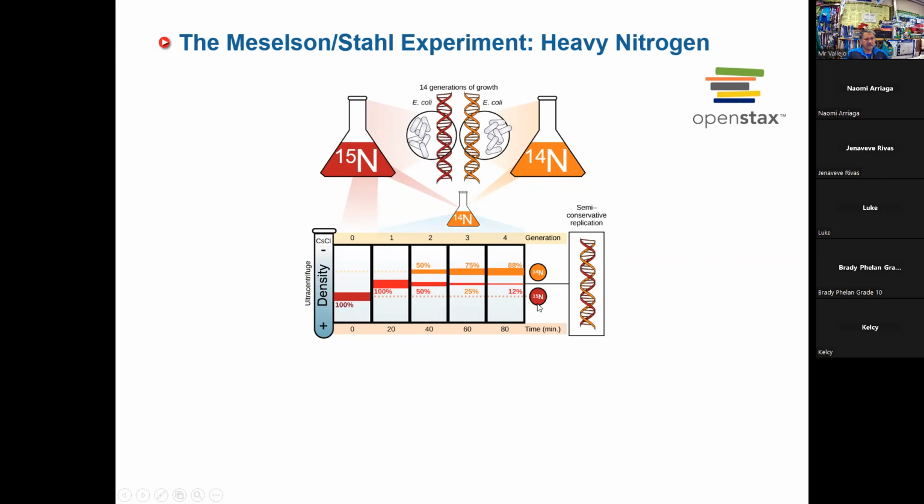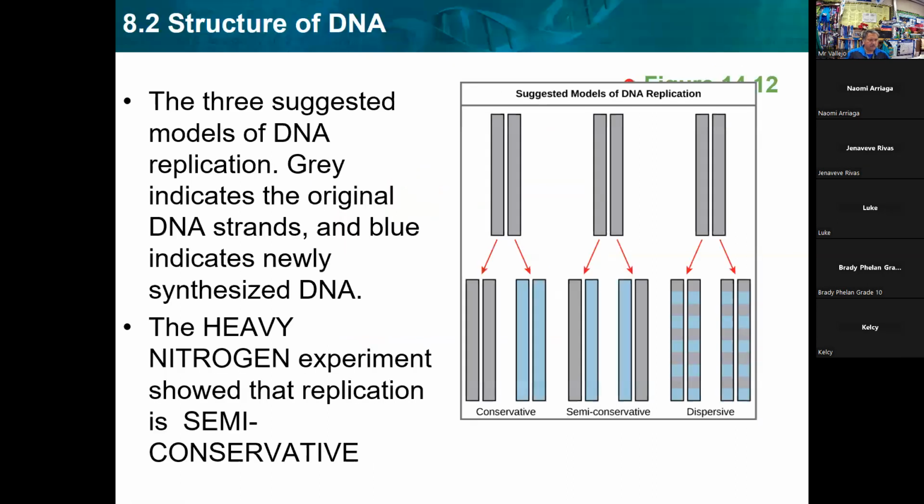But then when you take it out of the heavy nitrogen, put it in a normal solution, and grow it, well, look, they all have a band that's half old and half new. And if we go back, the only time you have half old and half new is like these guys, which are both half old and half new. But this is half old and half new, and this is half old and half new. So this also might be a possibility if we look at the data.